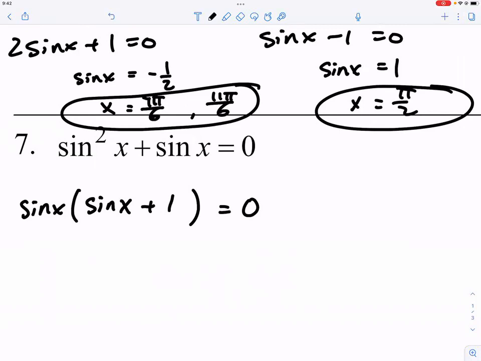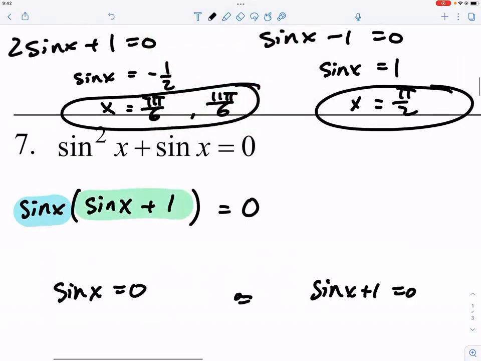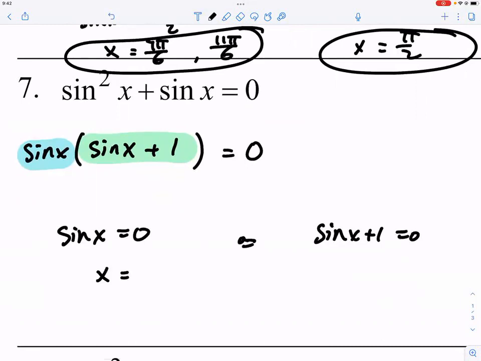So that means the two possibilities are sine x equal to 0 or sine x plus 1 equal to 0. So x is equal to 0 and pi. And we have sine x equals -1, so x is equal to 3 pi over 2.